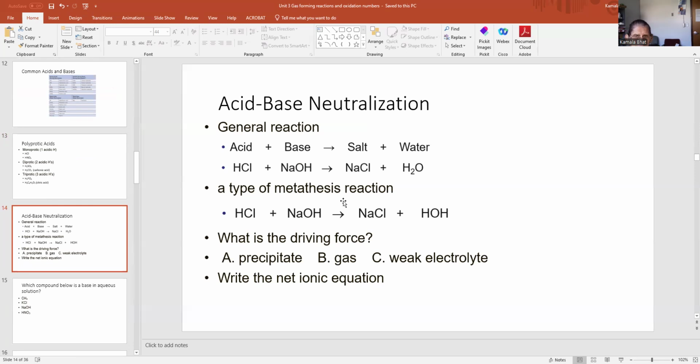This is a type of metathesis reaction. What is the driving force behind this particular reaction? The driving force is the formation of water. And then we know that HCl is strong. It ionizes completely. NaOH is strong. It will completely ionize. NaCl is a salt which completely dissolves in water and therefore ionizes, leaving us only HOH, which is the net ionic reaction.